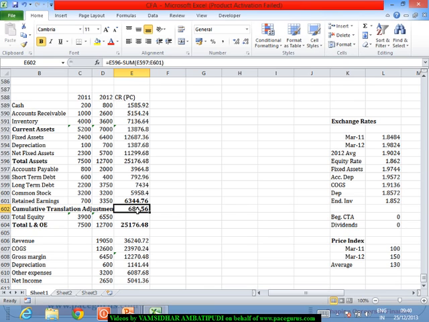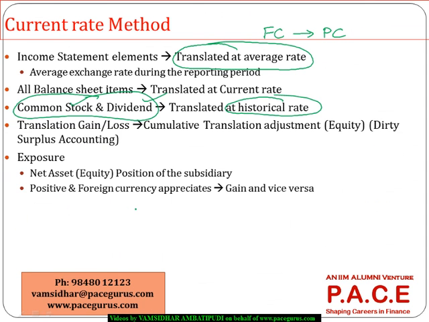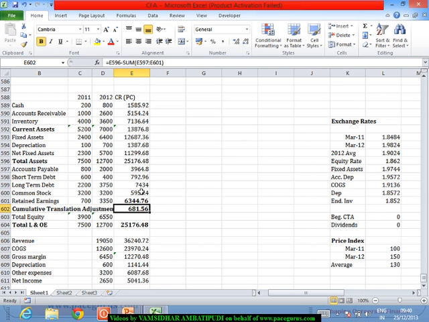So translating financial statements into the foreign currency using the current rate method is very straightforward, not too many complications involved in it. The gain, whatever the difference we have got, is added as a part of the cumulative translation adjustment, as a part of the equity in the other comprehensive income. So if I have to compute the total equity here, it is a summation of these three elements.